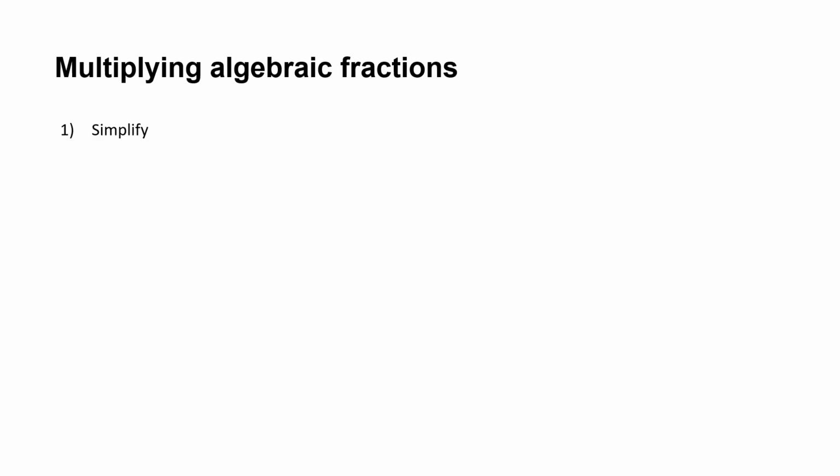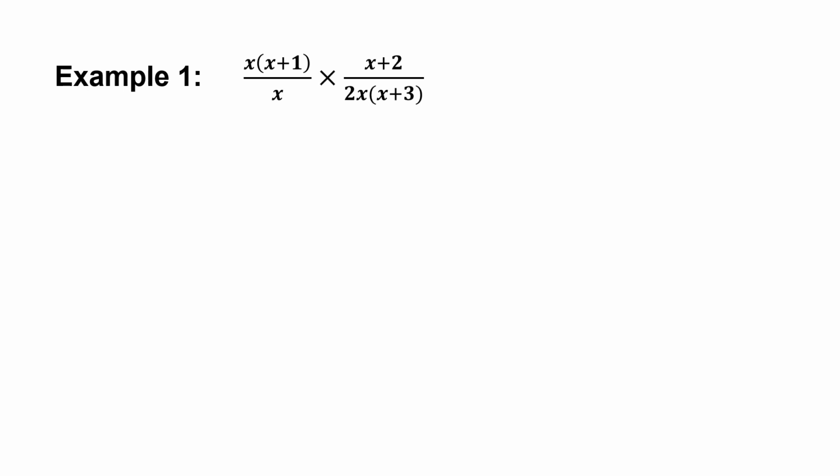So we have several steps involved here. The first of which is that we're going to simplify. Then we're going to multiply the numerator and denominator separately. So let's see what we mean with an example.